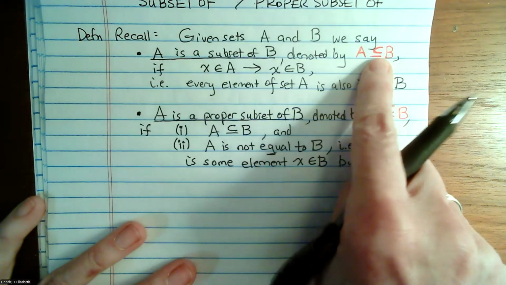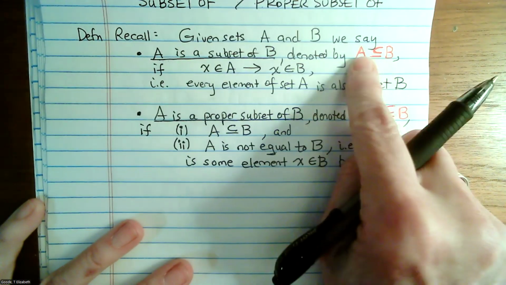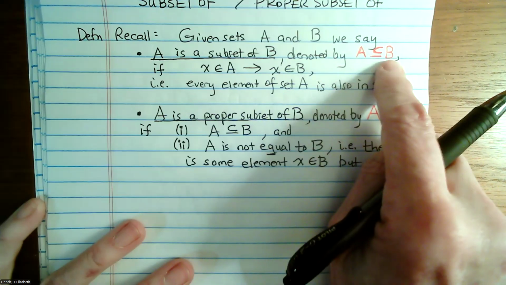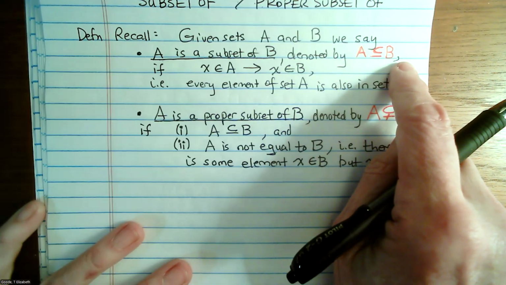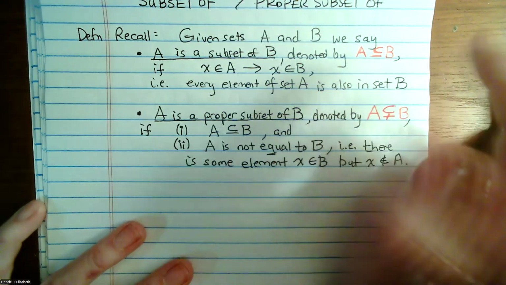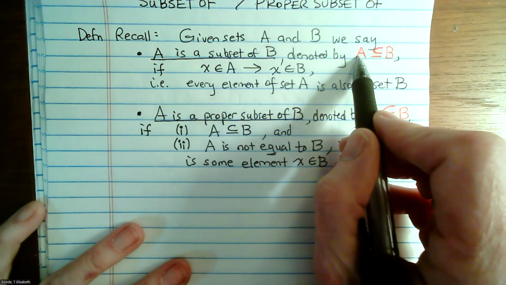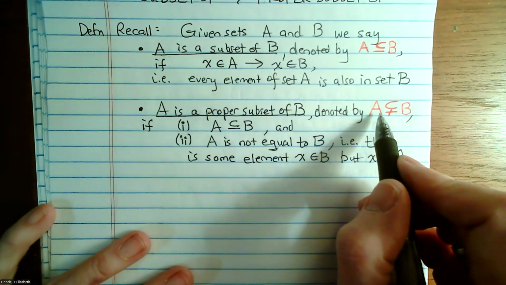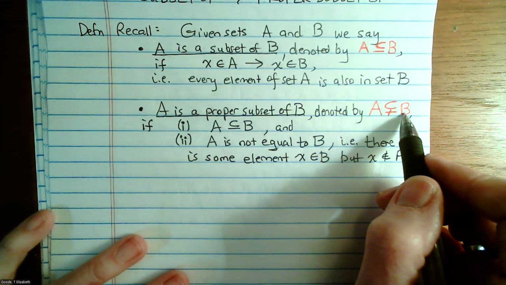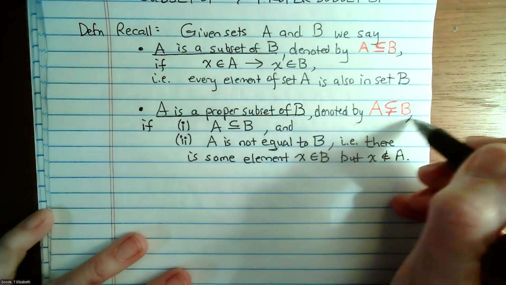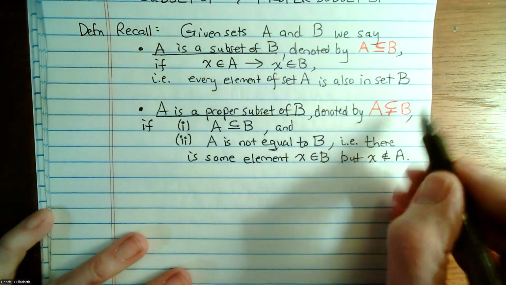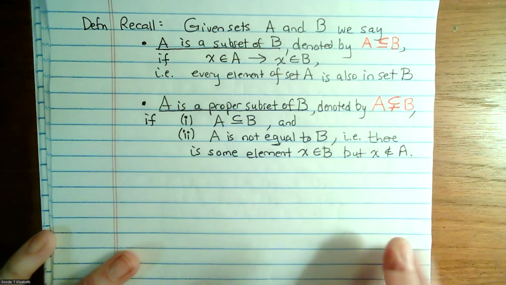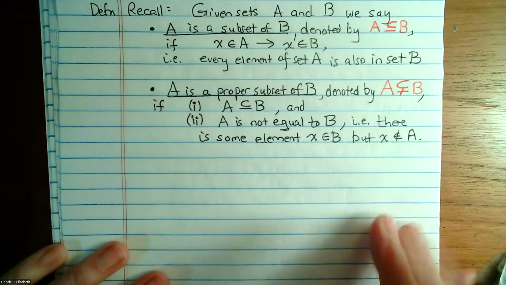Because subset of B could include that they're actually equal to each other. Just like x is less than or equal to x is true for real numbers because x is equal to x. So every set is a subset of itself, but a set cannot be a proper subset of itself because the superset, that's what B is called here, has to have at least one element that the subset does not have in order for proper to come into play.